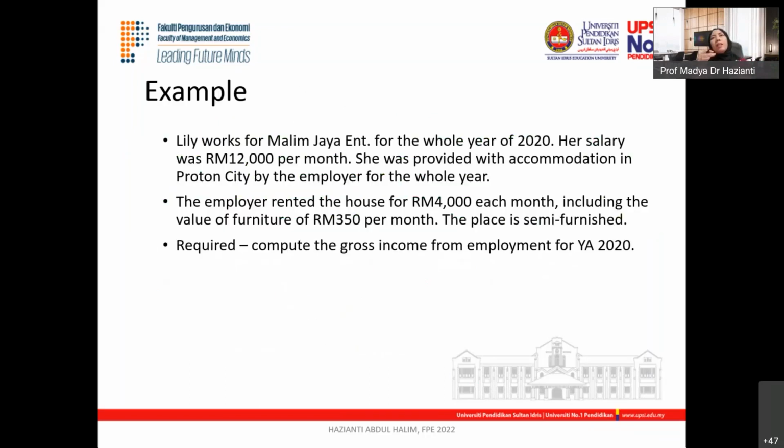Which means that lagi mahal rumah tu, lagi mahal lah you have to pay tax. So kalau rumah plantation macam mana sangat rumah dia kan? Or hostel, quality of the house ataupun the value of the house tu depending on the house.